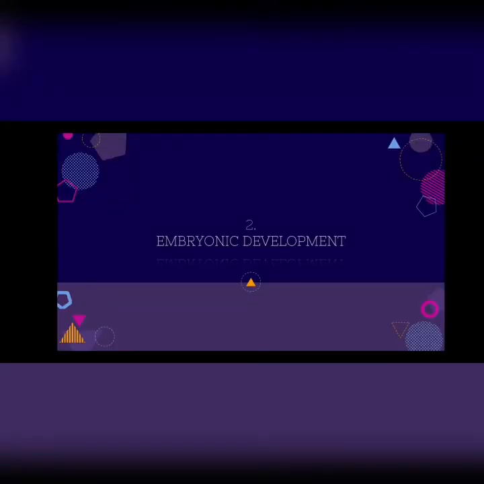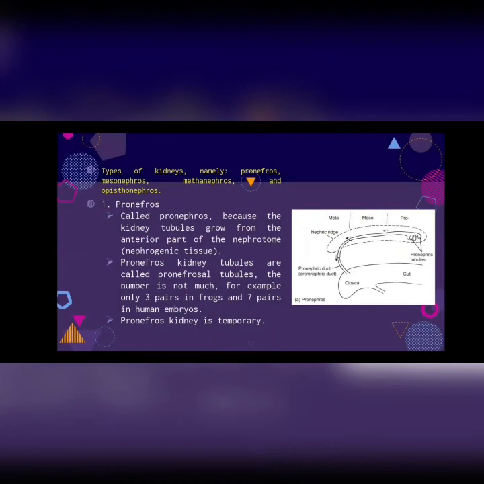And second, we will talk about embryonic development. We have now the types of kidney, namely pronephros, mesonephros, metanephros, and opisthonephros. And the first is about pronephros.